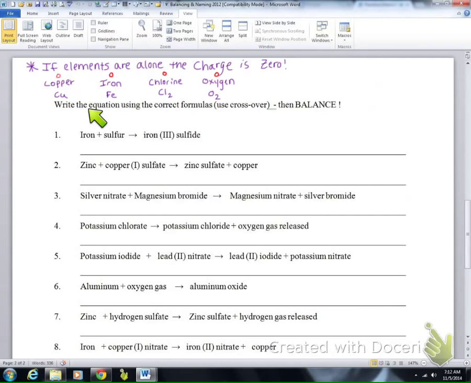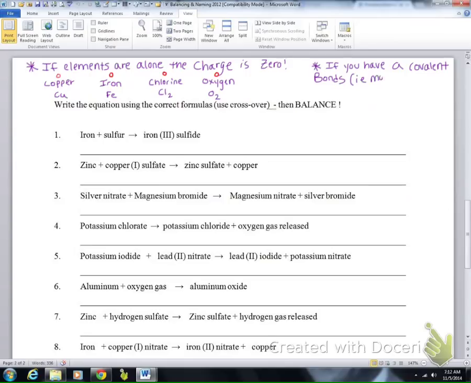So the first thing that we want to do is write the charges above the words, then cross over, make sure it's balanced, and then we'll check and make sure everything's balanced at the end. So we're going to do number 1 together. So iron, because it's a metal by itself, has a 0 charge.